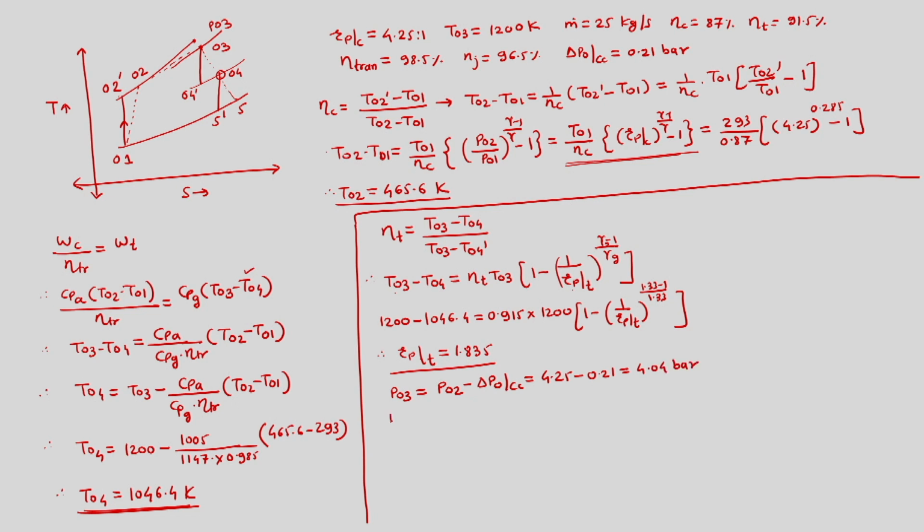Knowing this, we can calculate P04 from the fact that the turbine pressure ratio RPT is equal to P03 divided by P04. So P04 is equal to P03 divided by RPT. It gives us P04 as 2.2 bar. So now we know the exact value of the pressure at the exit of the turbine.